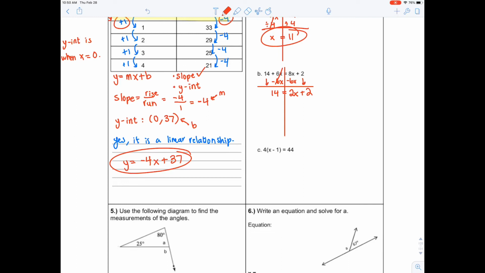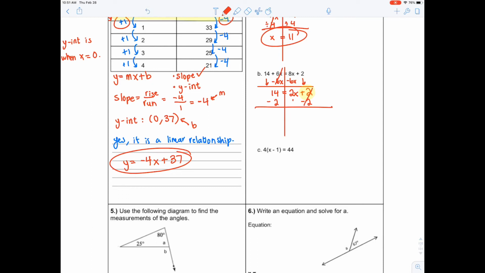Okay, now this is starting to look a little better. This looks a little bit more familiar to us. So now I'm going to get rid of the constant here. So let's get rid of that. I see plus 2, so I'm going to subtract 2 from both sides of my equal sign.